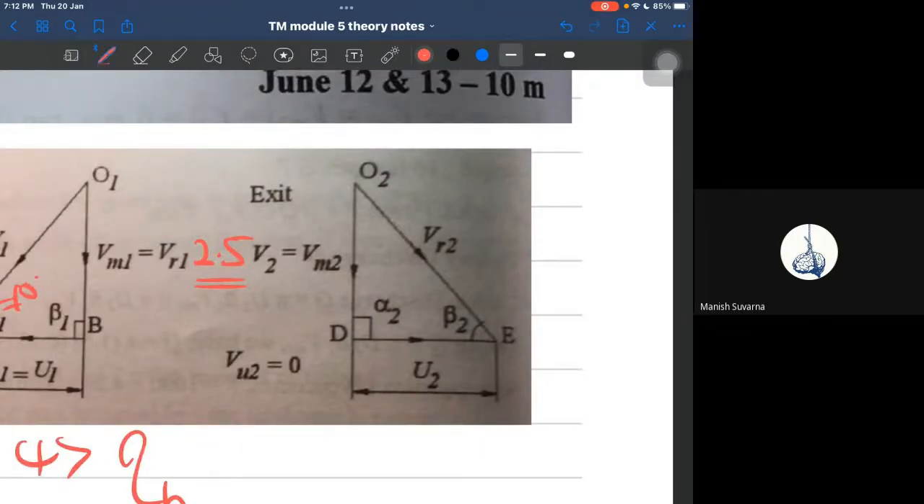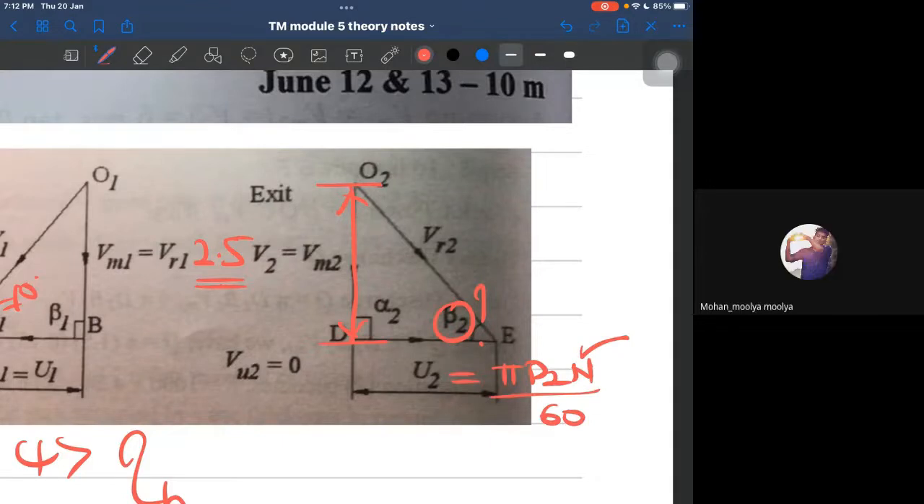So this is being questioned. I know this length, which is 2.5. So I guess I can calculate u2, which is pi d2 n divided by 60. Since I have calculated n, I can calculate u2. So once u2 is known, you can apply tan to calculate the value of beta 2, and that is how it is done. Okay.